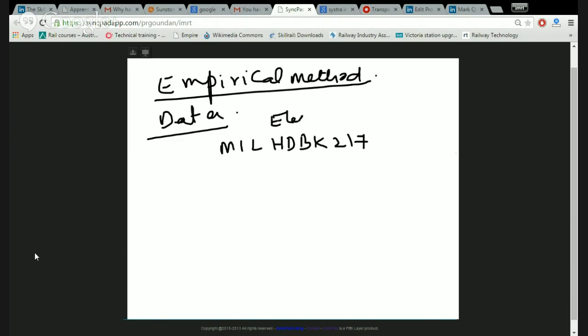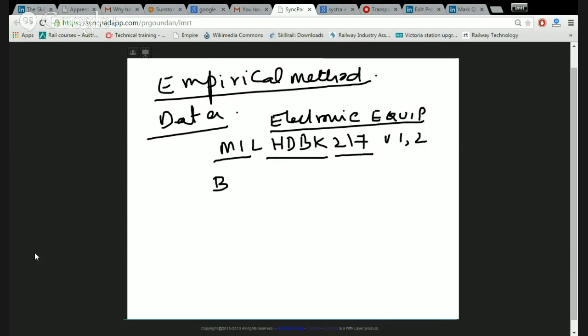I will come to the mechanical in the second part of this lecture. Electronic equipment. You have military handbook 217. It's got two versions, I think, Version 1 and 2, which is the latest, I don't know. But you get on the internet, these things are available. This is the military application.